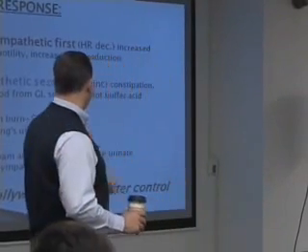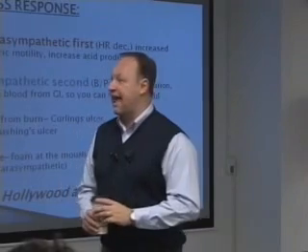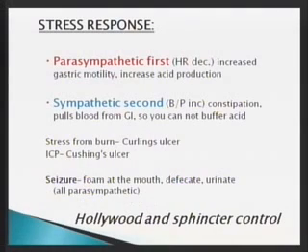Now, based off of this, parasympathetics are always first. How do I know? Well, heart rate is decreased, gastric motility is increased, acid production is increased. Well, if I increase gastric motility, then therefore I'll be blowing out my porthole, correct?